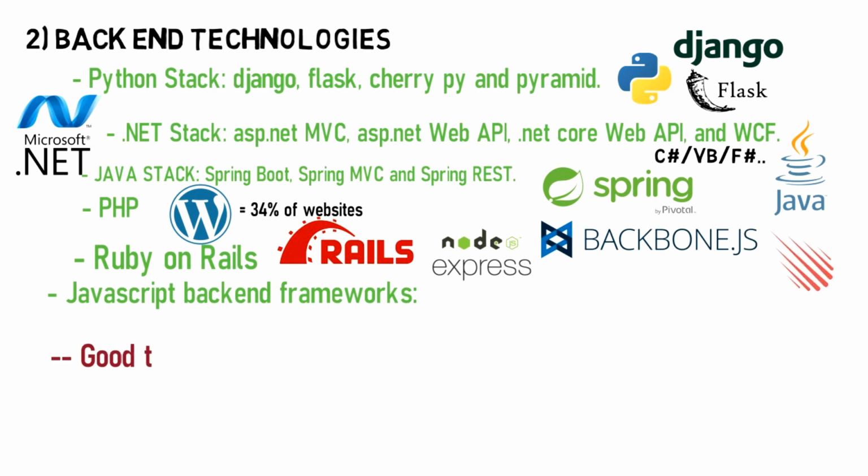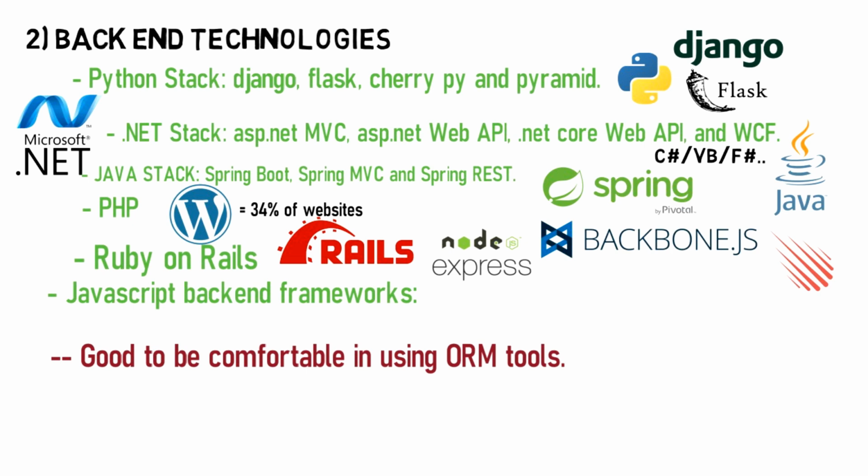It is good to be comfortable in using ORM tools. ORM, also called Object Relational Mapping, is a tool which helps you to interact with the database directly using your preferred programming language instead of having to learn SQL or Structured Query Language, which is the preferred language to interact with the databases. For .NET and C# as part of ORM, we have Entity Framework and nHibernate. For Java, we have Hibernate, iBatis, and TopLink. For Python, we have Django ORM and SQLAlchemy.